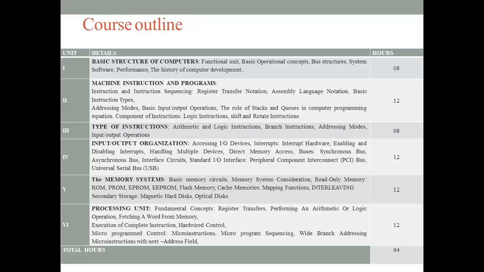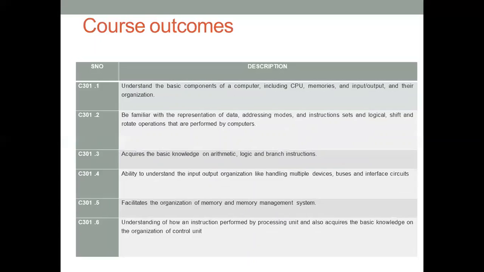So in the first 3 units, we'll be studying the basics of computer, the basic instructions that are needed and basic programs, and then the arithmetic and logical instructions and the branching instructions. And coming to the last 3 units, we'll be concentrating on the input-output devices, their interfacing, the memory system, and finally the CPU or the processing unit. So this is the course outline.